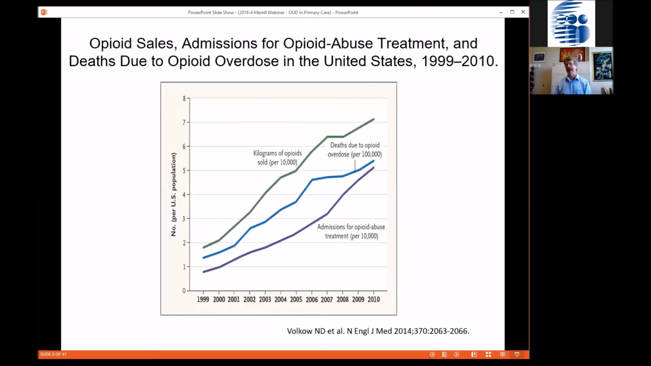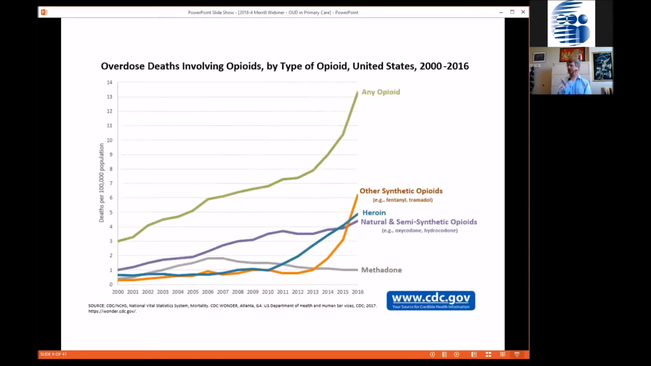So this is actually pretty old data, but documenting the correlation of prescribed opioids. That's the green line on the top, kilograms of opioids sold, and then the bottom line, admissions for opioid use treatment, going up pretty much in parallel, along with deaths due to opioid overdose. This is old data, and newer data takes this a little bit more to the present. This is from the CDC.